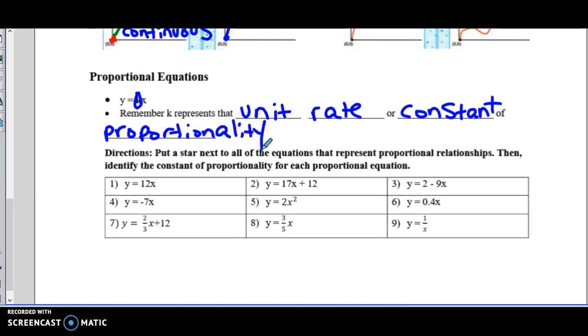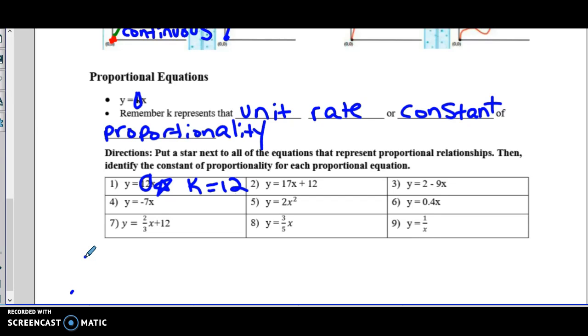And so directions. It says put a star next to all of the equations that represent proportional relationships. Then identify the constant of proportionality for each proportional equation. So let's take a look at question number 1. Example 1 is proportional because it just has y equals 12 times x, where 12 is the unit rate. So put a star. So I would say k equals 12.